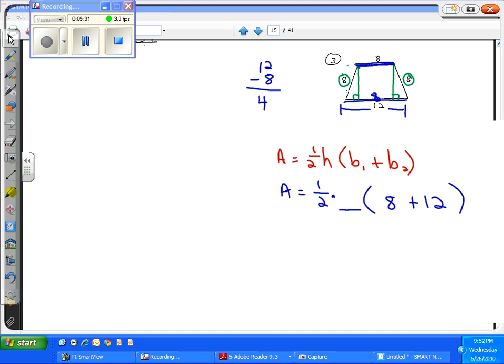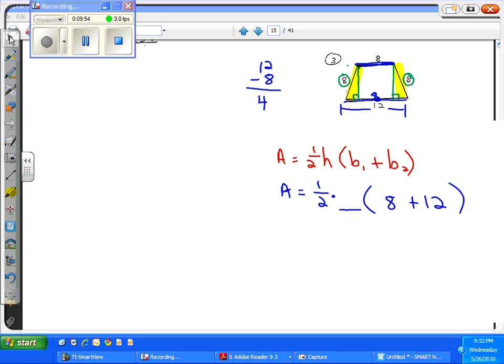12 minus 8 is 4. In an isosceles trapezoid, if you draw the altitudes to the base, the two triangles are going to be congruent. Now, that only happens in an isosceles trapezoid. If those are congruent, then those little bottom pieces are the same.